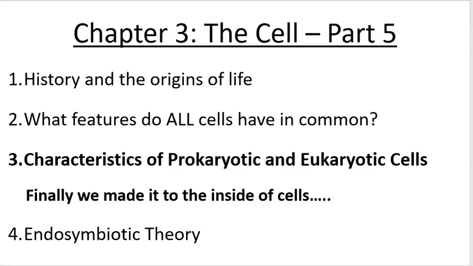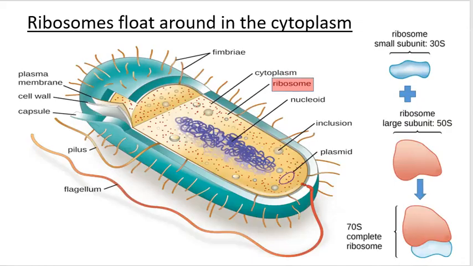In part 5 of this video lecture series for chapter 3, we are finally making it to the inside of our cells, and we'll take a look at some of the contents that we find inside prokaryotic and eukaryotic cells. If we look inside, remember we find these 4 characteristic structures for all cells. We can find our plasma membrane that separates the inside of the cells from the outside.